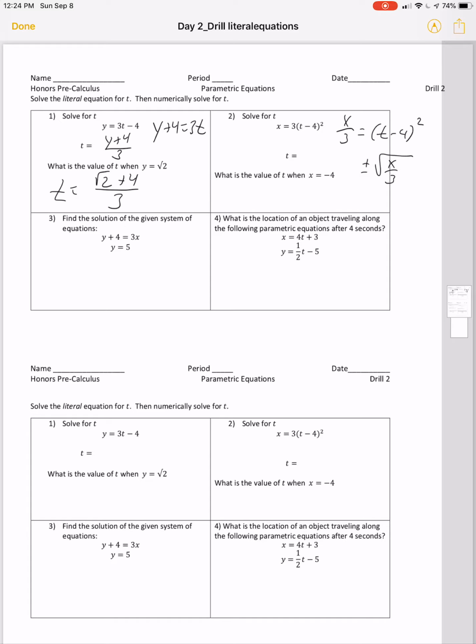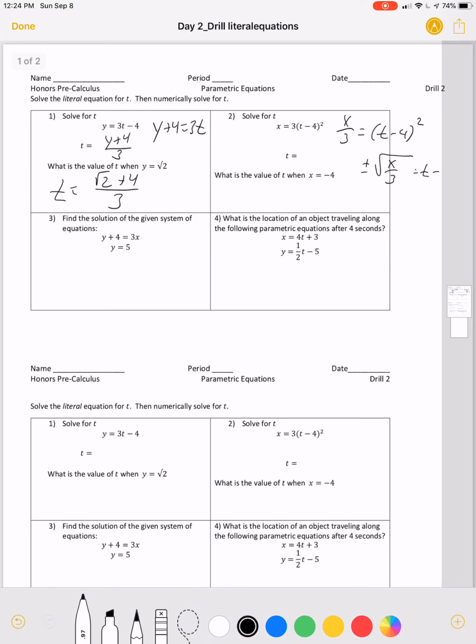So it's x over 3 and then equals, whoops, running out of page there. Let's see if I can fix that. I'll just move that whole thing over, make it easier. Plus or minus the square root of x over 3 equals t minus 4.